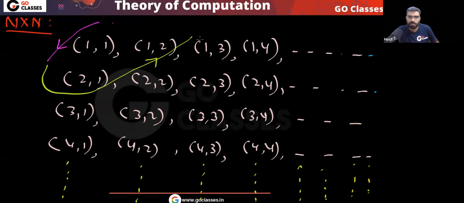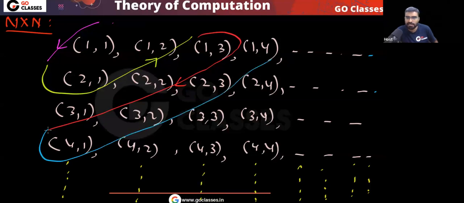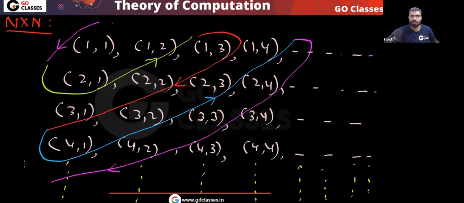Then what you will do? Just go like a snake, nothing else. That's it. Okay, go like this. Like this you go. Is this clear? See what is happening here. And so on. Is this clear?